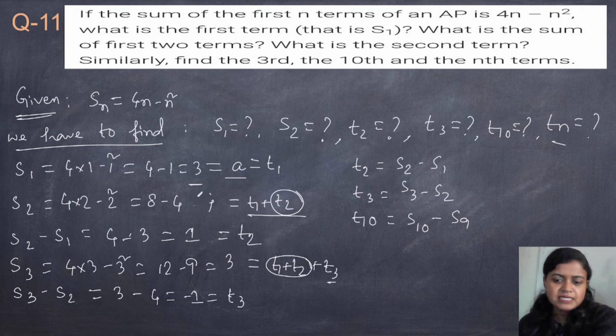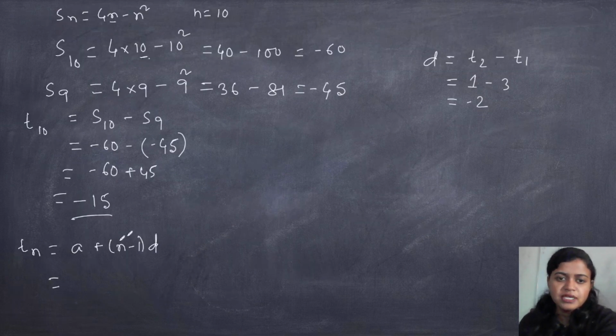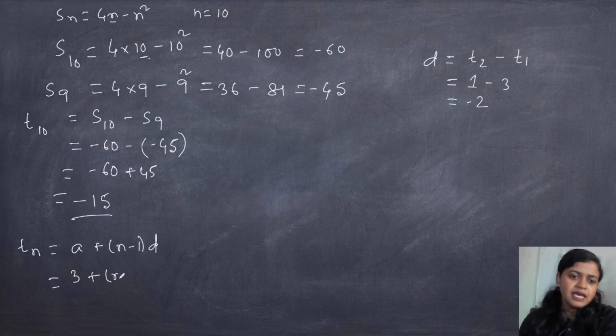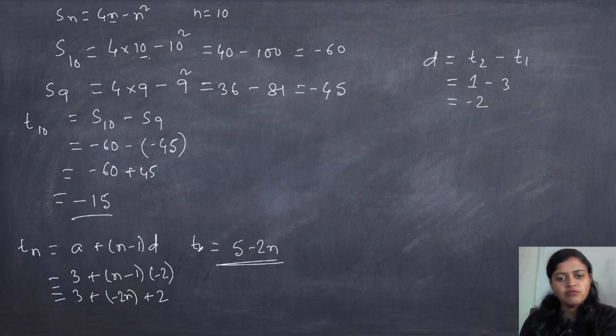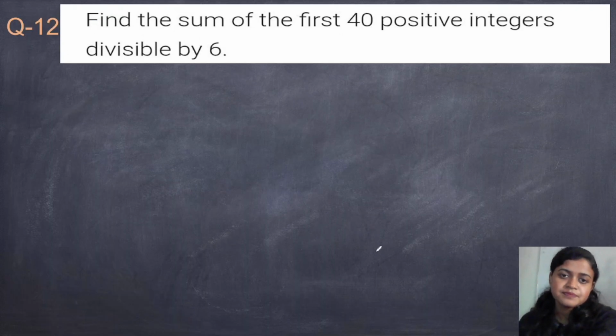So 1 minus 3. So d is minus 2. The value of T1 is 3, so Tn is 3 plus n minus 1 into d. D means minus 2. So if we multiply by minus 2, we get minus 2n, and minus times minus gives plus 2. So we get 3 plus 2, 5, minus 2n. This is the value of Tn here. So you can check the solution of these questions.